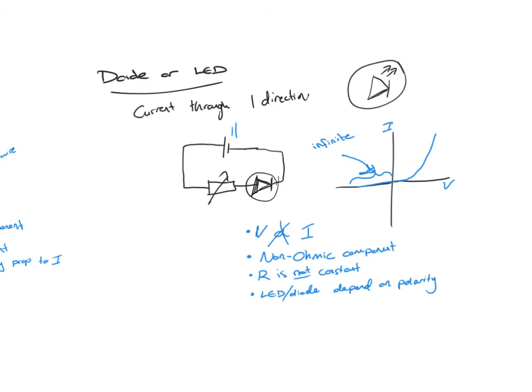When the potential difference is reversed, then the diode will conduct, but it will only start conducting at a specific potential difference. That's usually about 0.7 volts, if I'm not wrong. I could be wrong on that, but usually it's 0.7 volts. That's just about when we start having current through the diode or LED.